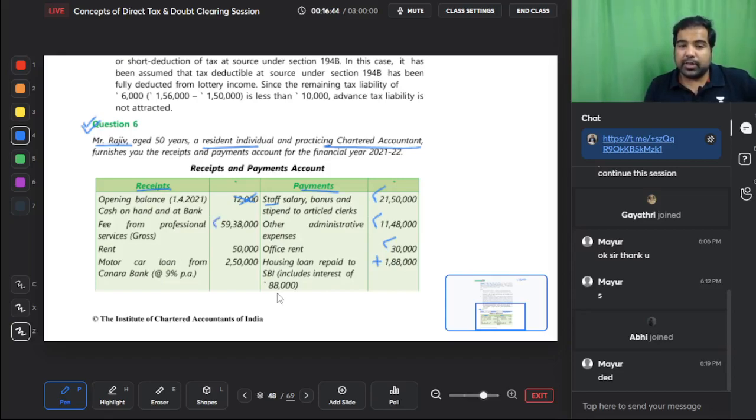Rent that you've received, we might have to remove it and put it under IFHP depending on what rent it is, but rent definitely for a CA is not PGBP. Motor car loan, this also we'll have to remove because loan is not an income, so we'll have to remove these items.